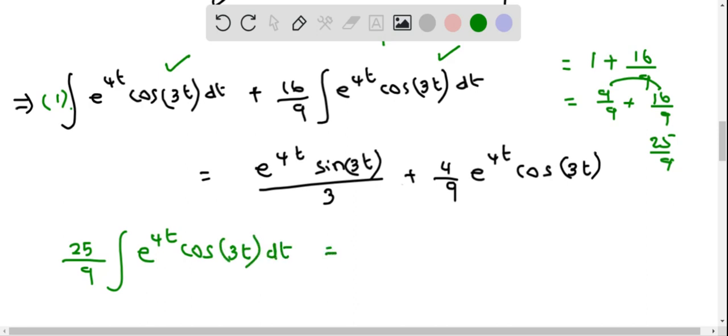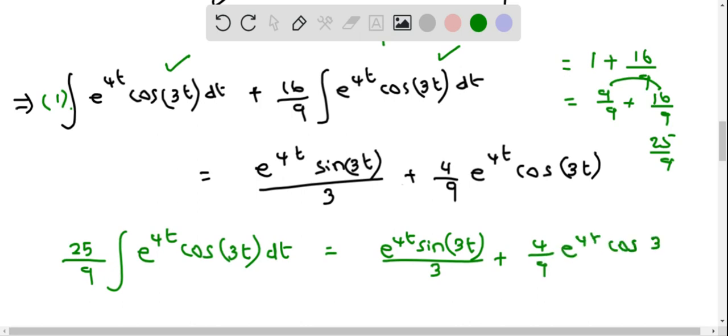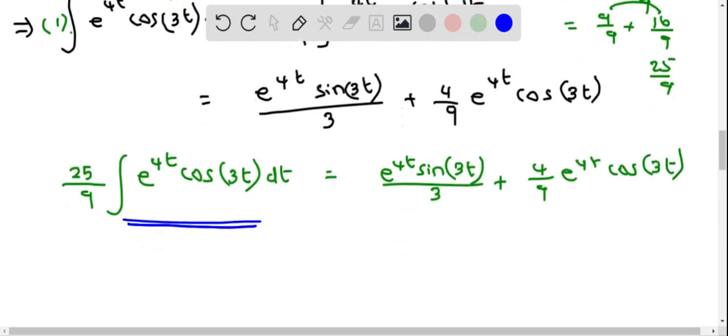So this equals the expression on the right side, that is e power 4t sine 3t over 3 plus 4 by 9 times the integral of e power 4t cos 3t. So since we want to find the result of only this integral, we divide both sides by 25 by 9, that is we divide by this factor. Or else what we can do is we multiply by the reciprocal of this fraction, that is we multiply by 9 by 25. That is what I'm going to do.